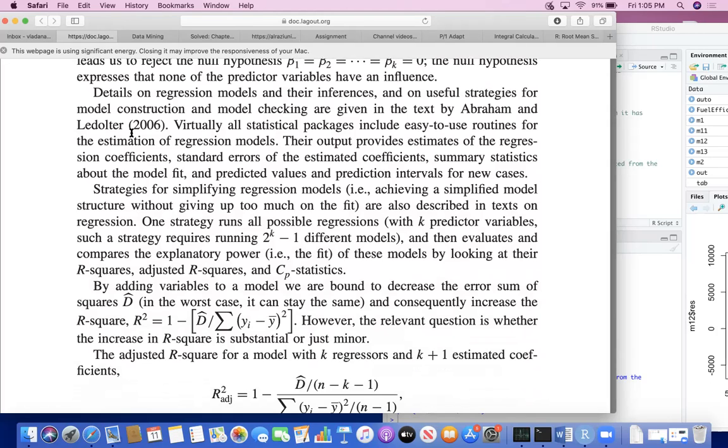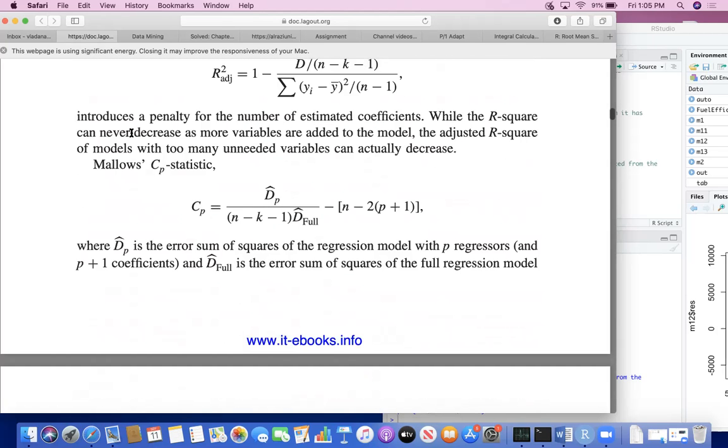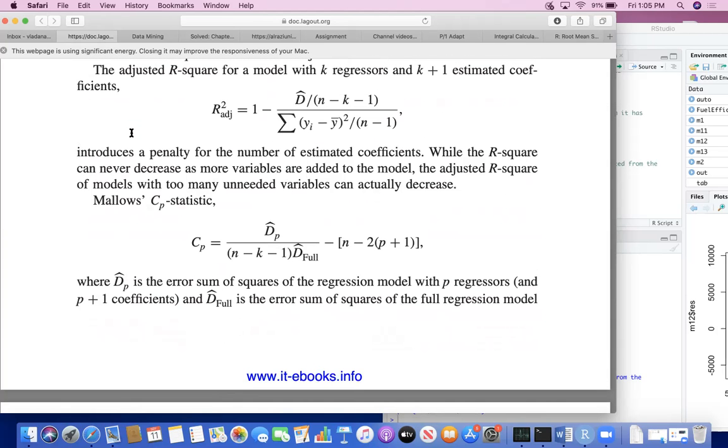By adding variables to a model, we are bound to decrease the error sum of squares D hat and increase R squared. Therefore, the R squared adjusted is found by 1 minus D hat over n minus k minus 1, all over the sum of the residual squared over n minus 1. With k regressors and k plus 1 estimated coefficients, this can actually decrease, unlike R squared.